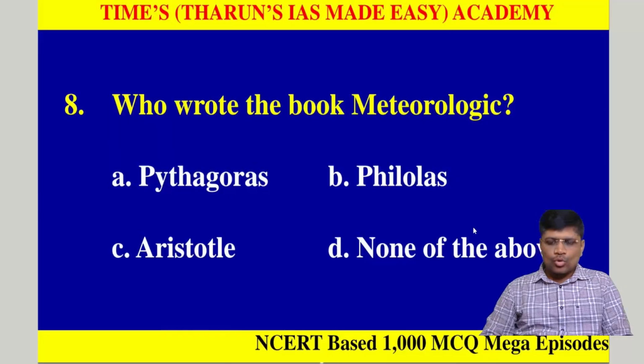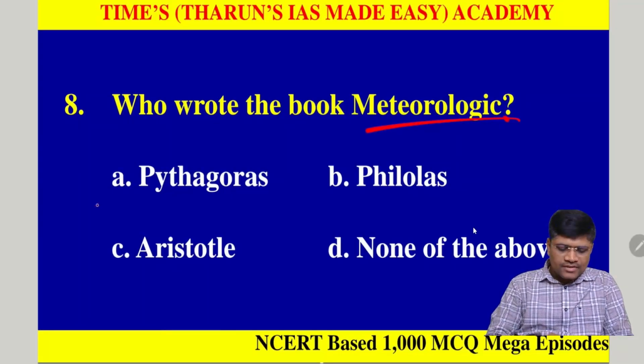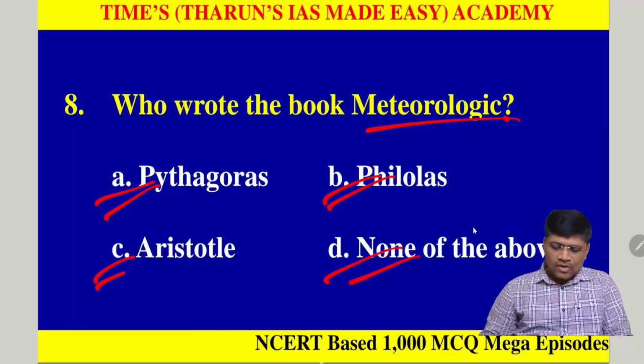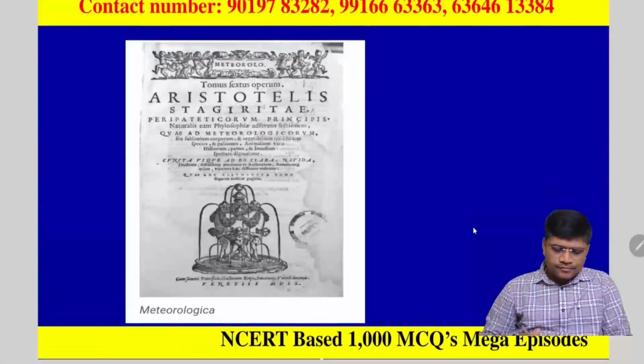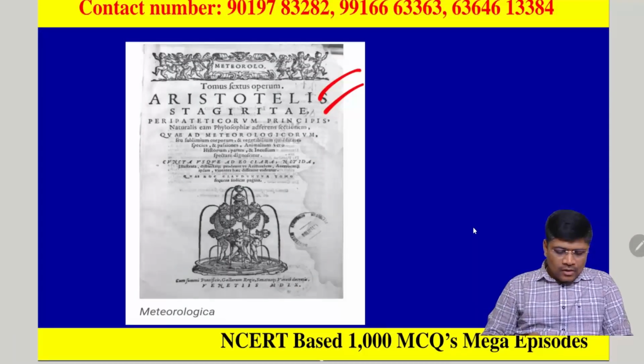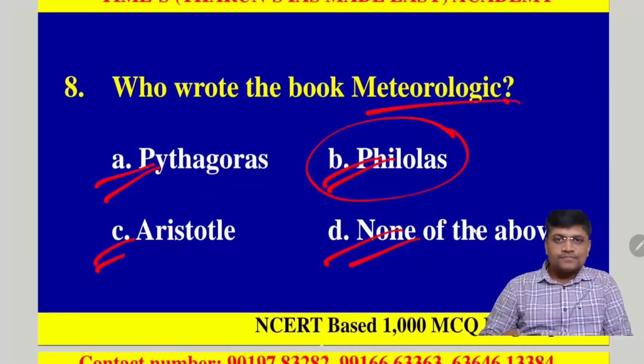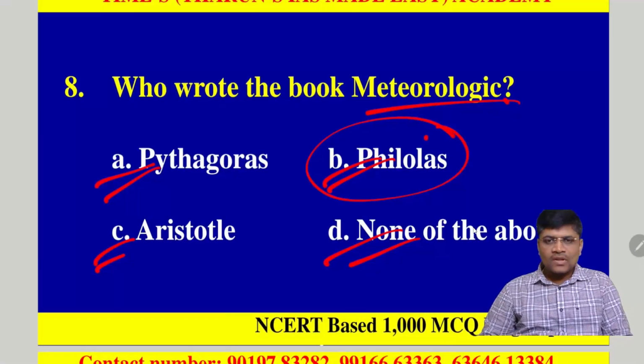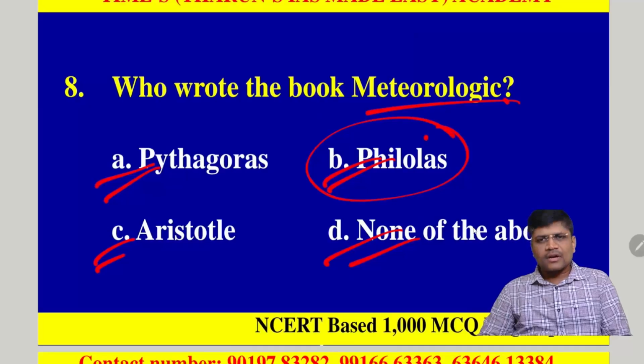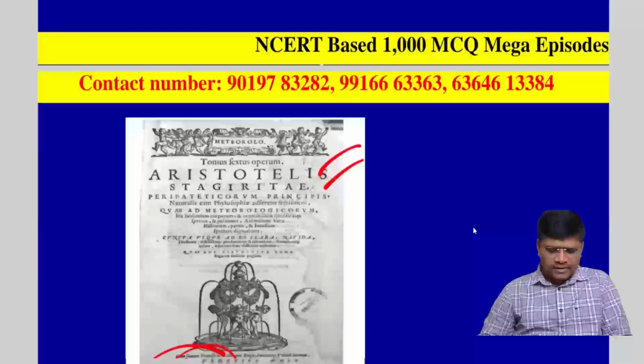Next question is, who wrote the book Meteorology? Option A says Pythagoras, B. Philolaus, C. Aristotle, and D. None of the above. So this book, Meteorologica, it was written by a scientist called Philolaus. Okay, so he wrote this book regarding cosmology and again related to the origin of the solar system. Like that.